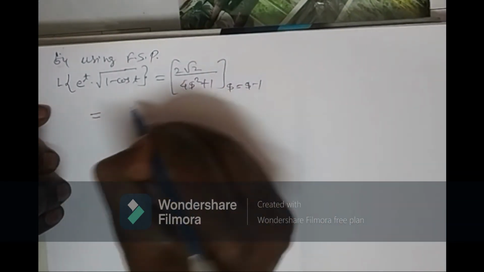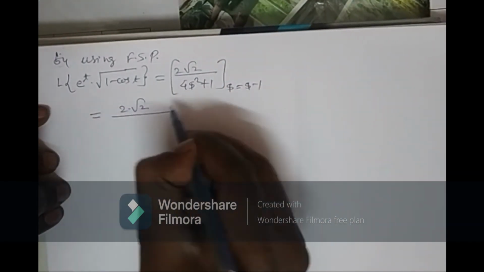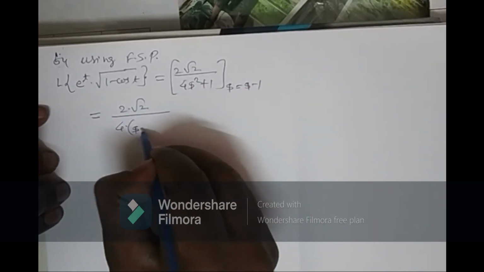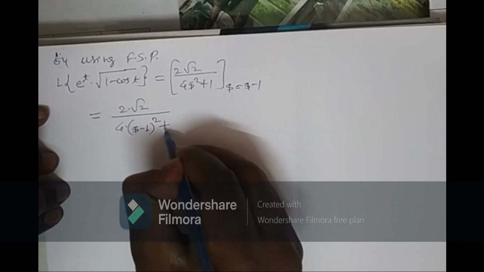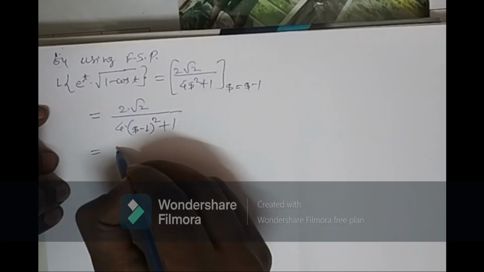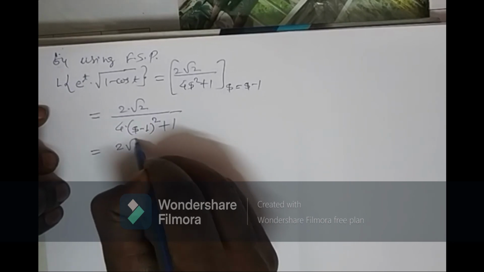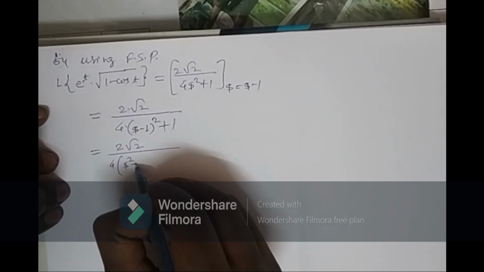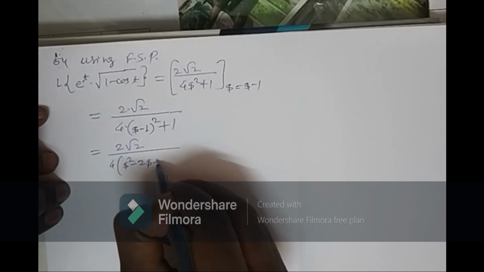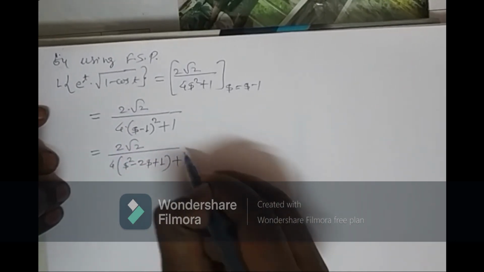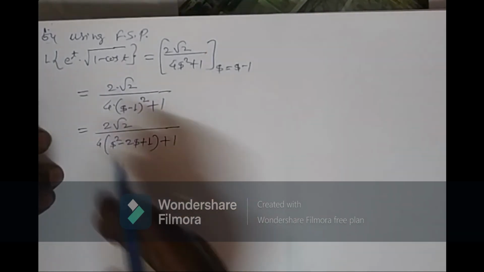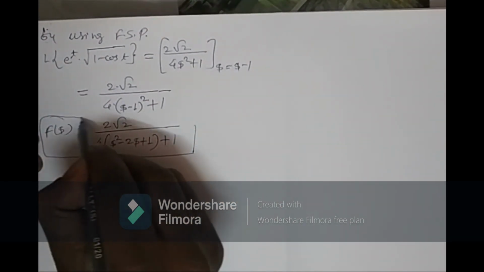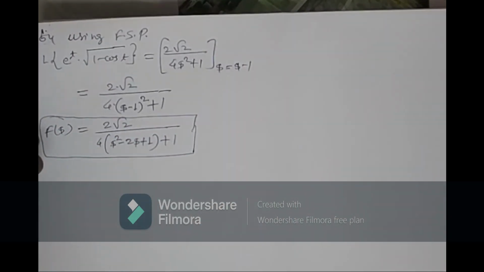In this way we can write 2 root 2 divided by 4 in bracket, and we replace s by s minus 1. So what do we get? s minus 1 whole square plus 1, and that is equal to 2 root 2 upon 4 in bracket s square minus 2s plus 1 plus 1. So this is your final answer. I hope you understand this question. A little bit tricky, but not so difficult.